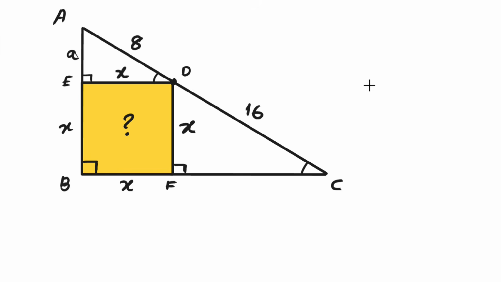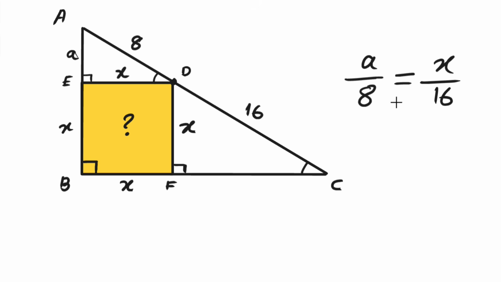Let's use that property. In the top triangle, the ratio of the vertical side to the hypotenuse is a divided by 8. In the triangle on the right, the corresponding ratio is x divided by 16. Since the triangles are similar, we can set these ratios equal. So we have a divided by 8 equals x divided by 16.